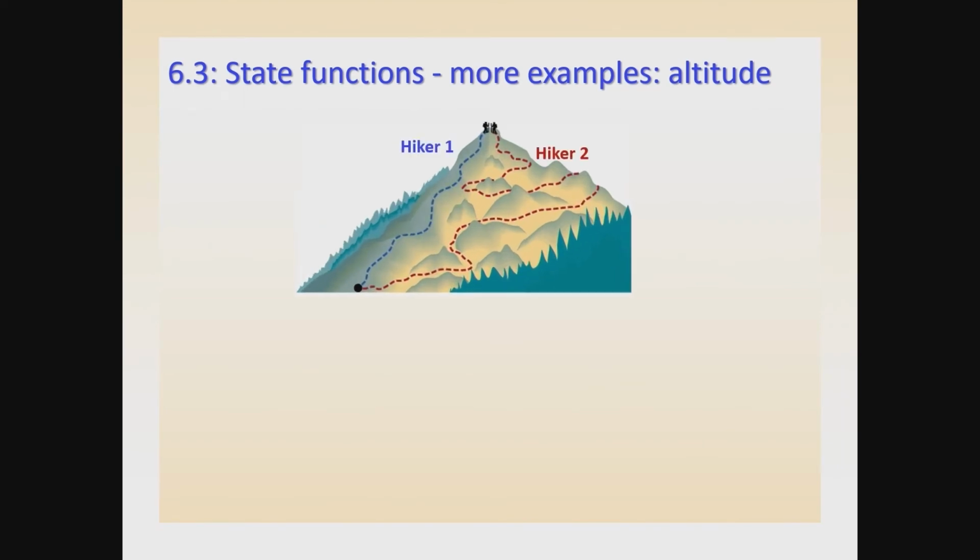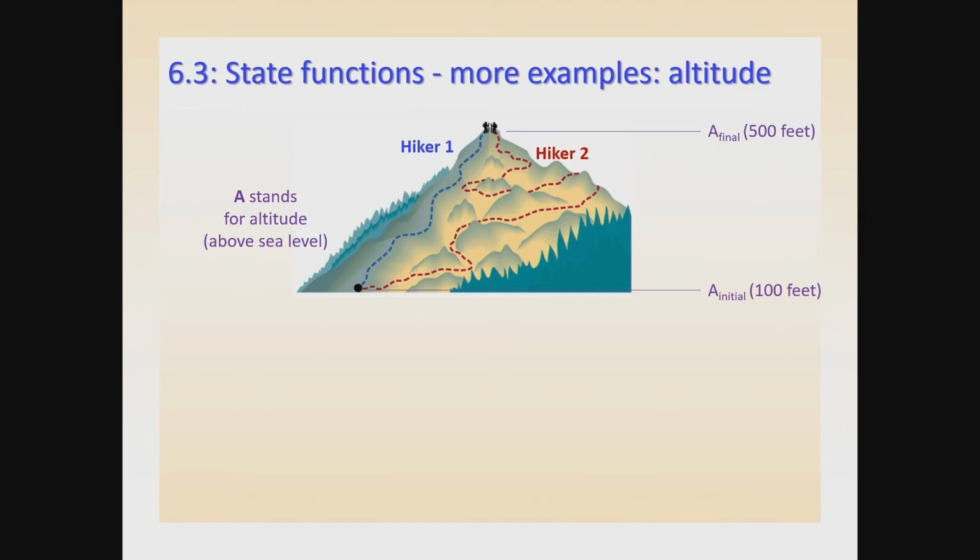So kind of a fun real-life example is that of altitude. Let's say you have two hikers and they're about to climb a hill. At the bottom of the hill, both of these hikers have an altitude of 100 feet above sea level. Let's say they both climb the hill, and the final altitude they achieve is 500 feet above sea level.